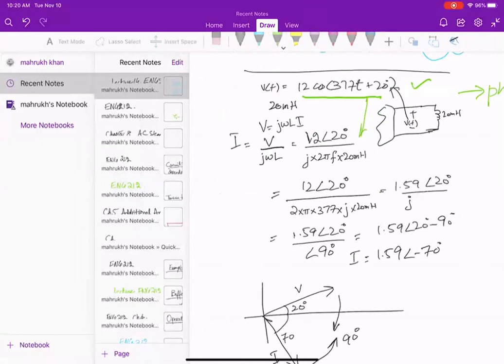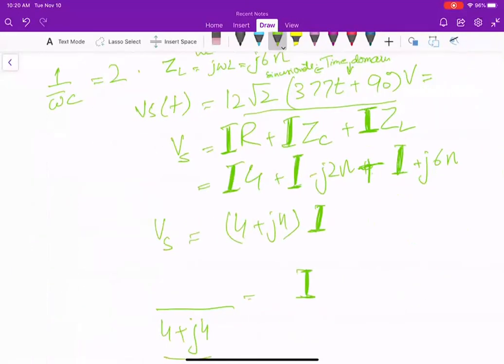So in this case, what's the phasor form I should write here? 12√2 at 90 degrees. Yes, so the phasor form is 12√2 at 90 degrees. Yes, this is the phasor form. And once I have written the phasor form, I can also write the rectangular form and so on. So let me replace it here.